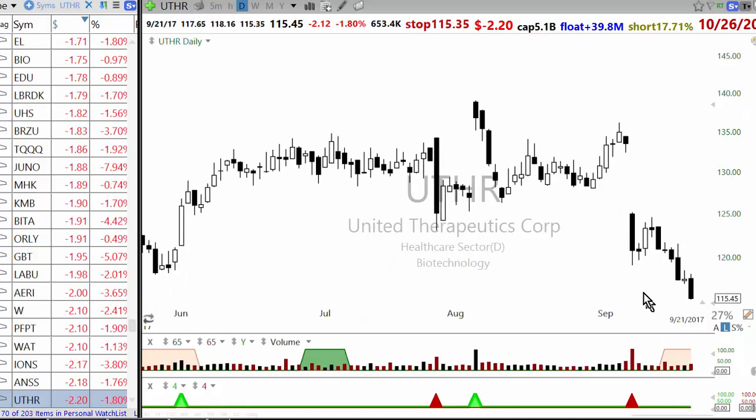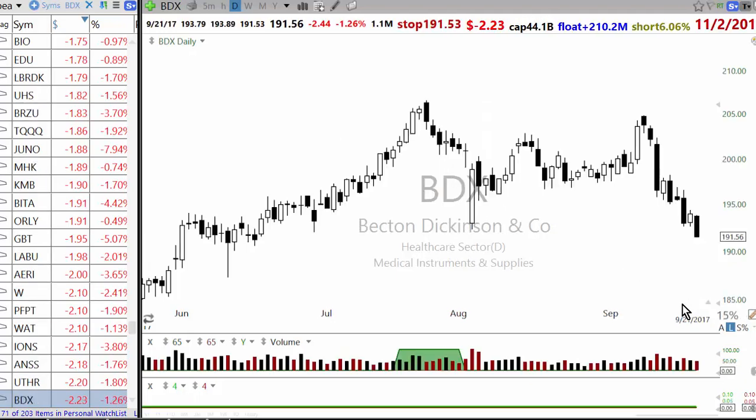So this is the ideal setup you want to see: some breakdown, then the small bounce, and then it immediately falls. That's a good setup. Obviously, it's not a short here now.